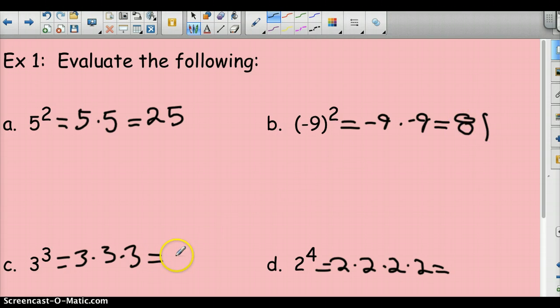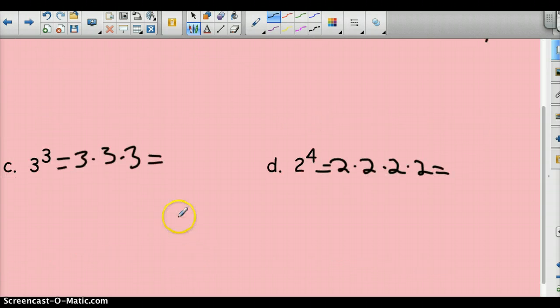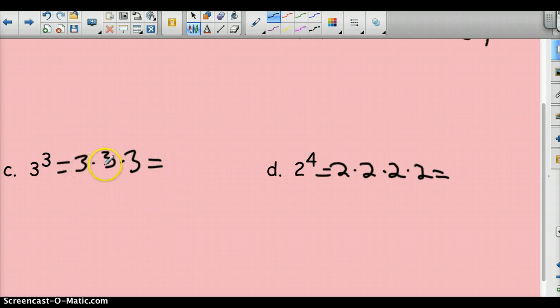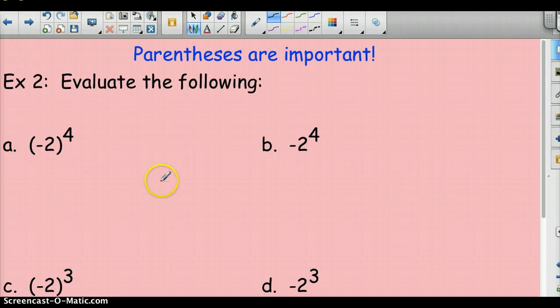Moving on, 3 to the third power. Everybody writes 9. Disagree. 3 to the third power is 3 times 3 times 3. Well, since 3 times 3 is 9, and 9 times 3 is 27, 3 to the third power is 27. Last one, 2 to the fourth is not 8. It's 2 times 2 times 2 times 2. 2 multiplied by itself 4 times. Well, 2 times 2 is 4, times 2 is 8, times 2 one more time, 2 to the fourth power is 16. Once again, gotta be careful, gotta be careful.